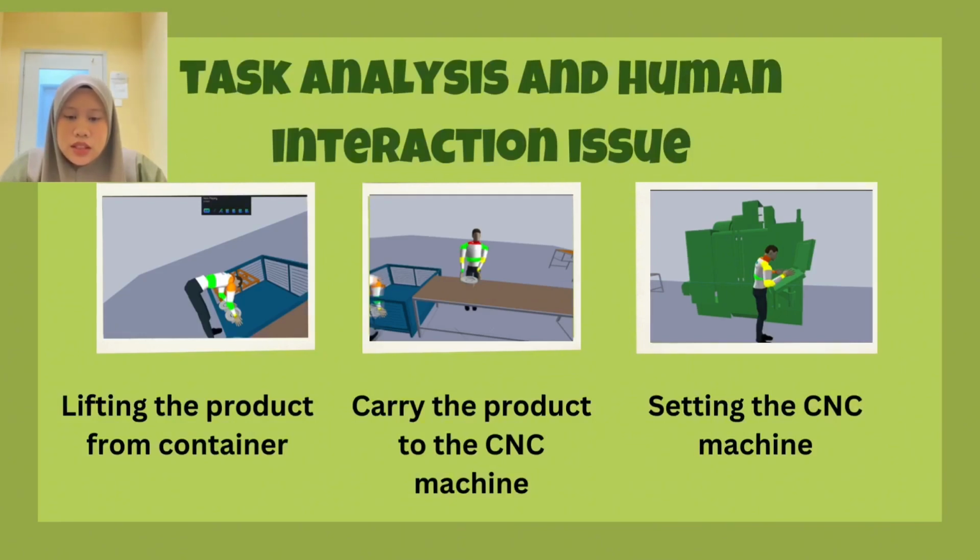So for task analysis and human interaction issues. First, lifting the product from the container. The employee will lift the products from the container. The human interaction issue that can happen here is that when the employee bends their body, it will lead to pain and stiffness in the body.